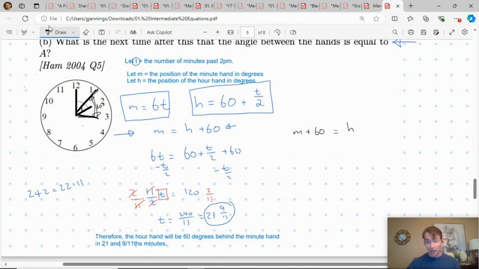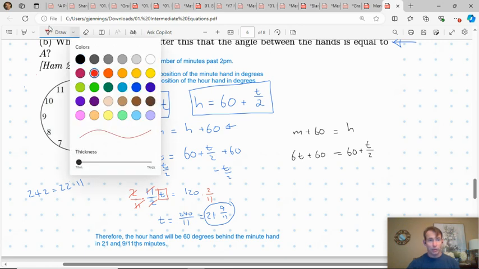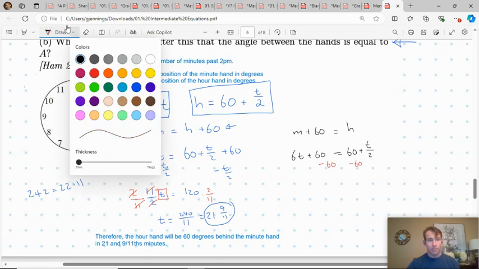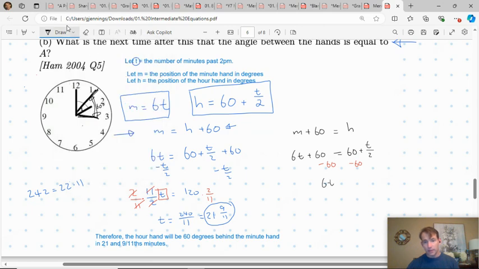I happen to know it's bad news. Watch. So we have 6t plus 60, that's m, is equal to 60 plus t on 2. Uh-oh. If you see it already, good for you. We're going to subtract 60 from both sides. Uh-oh. You see it yet? 6t is equal to t on 2.